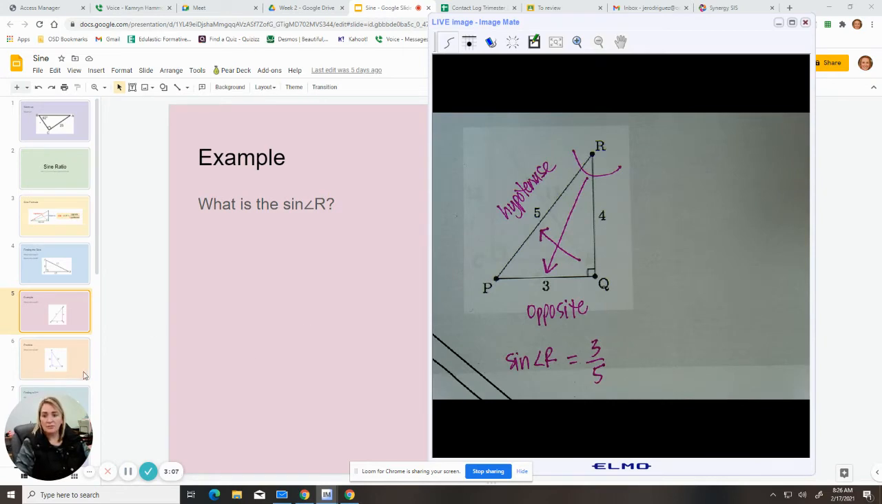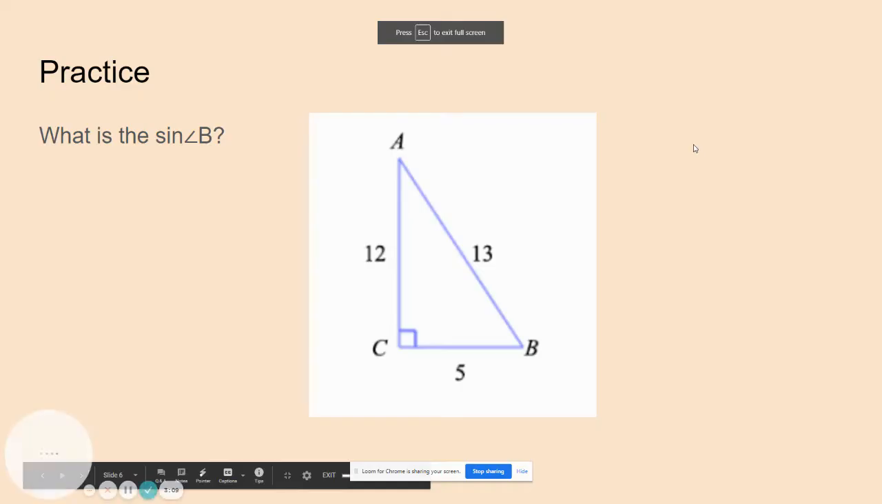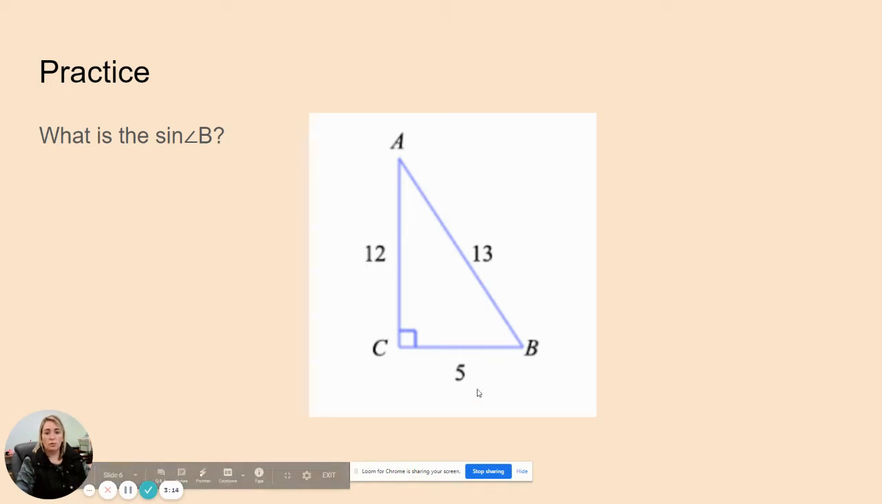Okay, so I'm going to have you guys try this next one. You're going to find it for angle B. Find what the sine ratio would end up being.